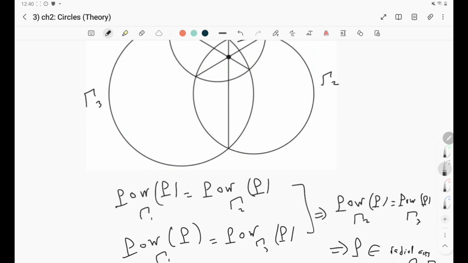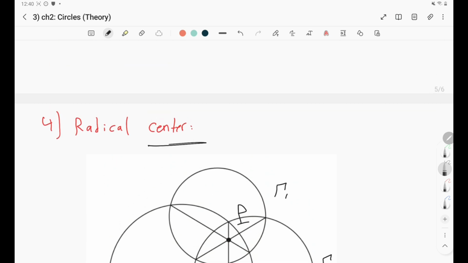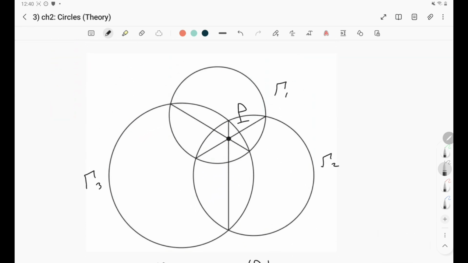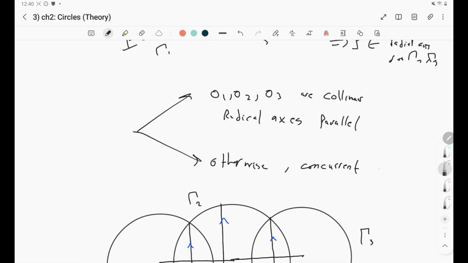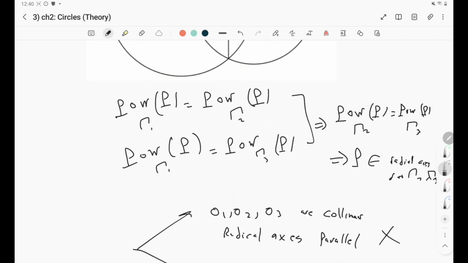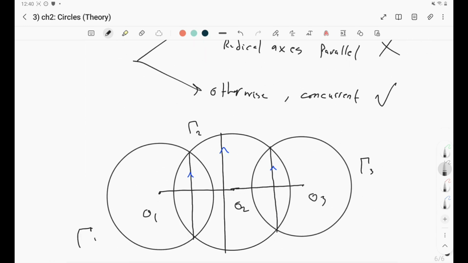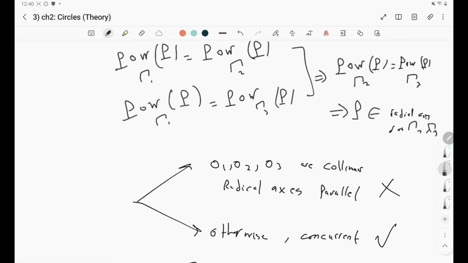So in fact, we call the concurrency point, this one, P, the radical center. It's not the radical axis, it's the radical center, right? So that means the radical center exists in this case, but in this case doesn't exist, right? So just keep that in mind, because in some question you might be solving it and you call the radical center while it doesn't actually exist, right? So keep that in mind.